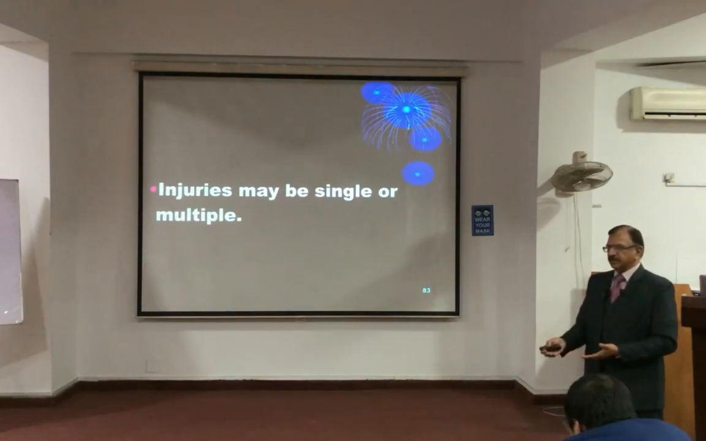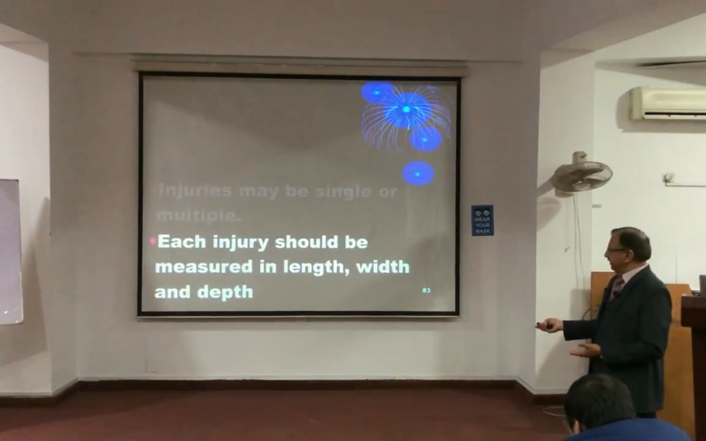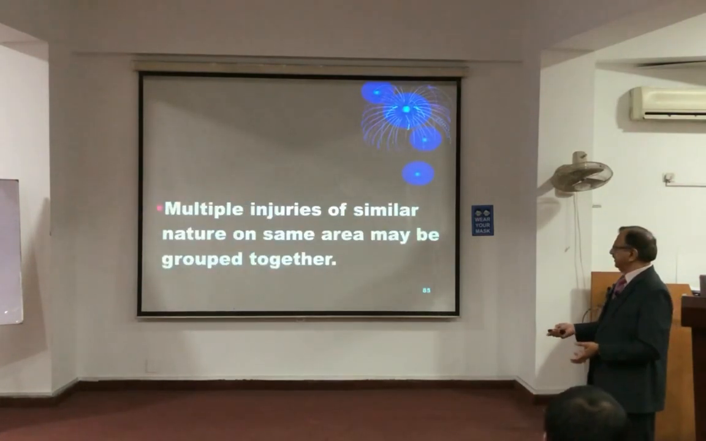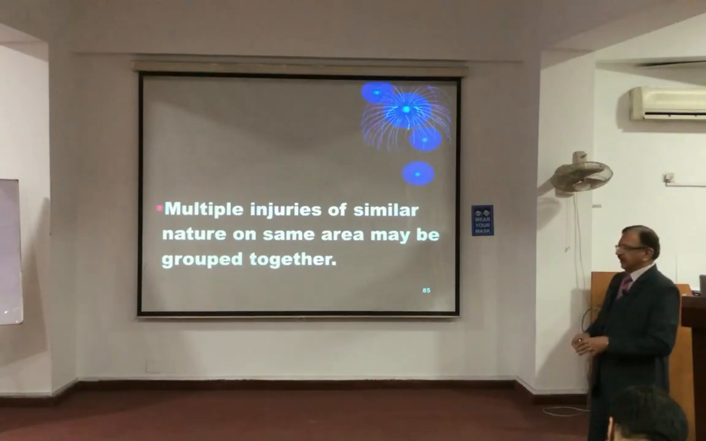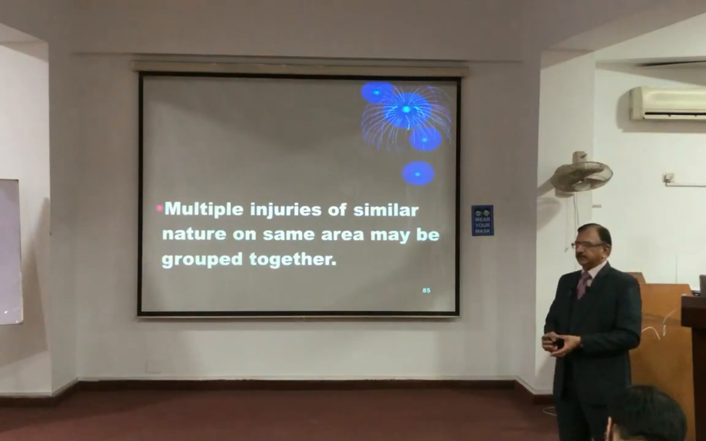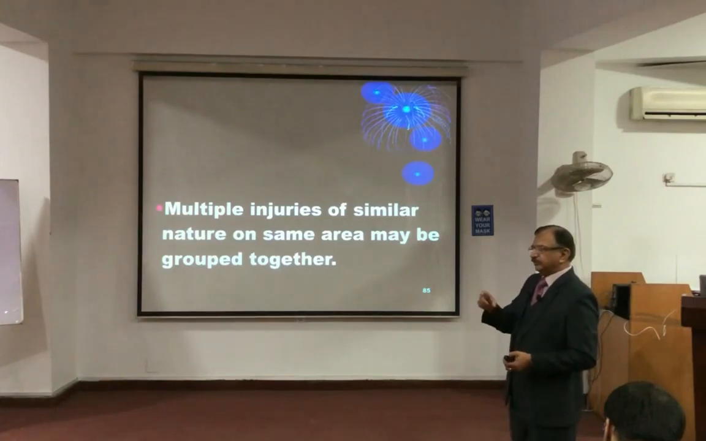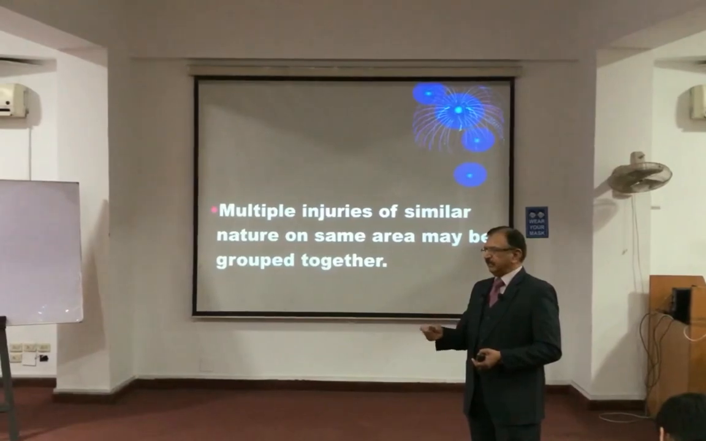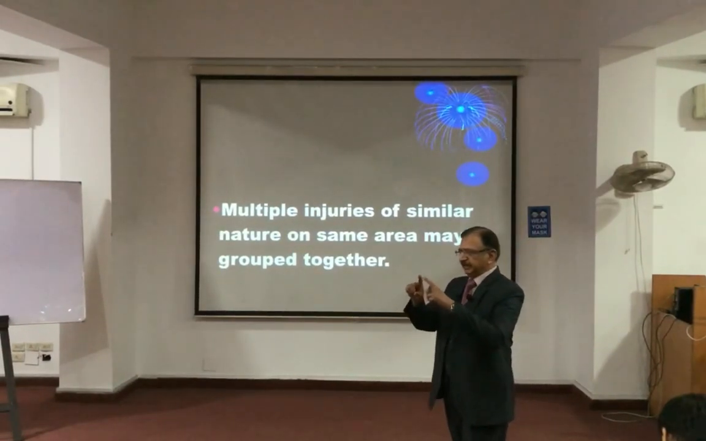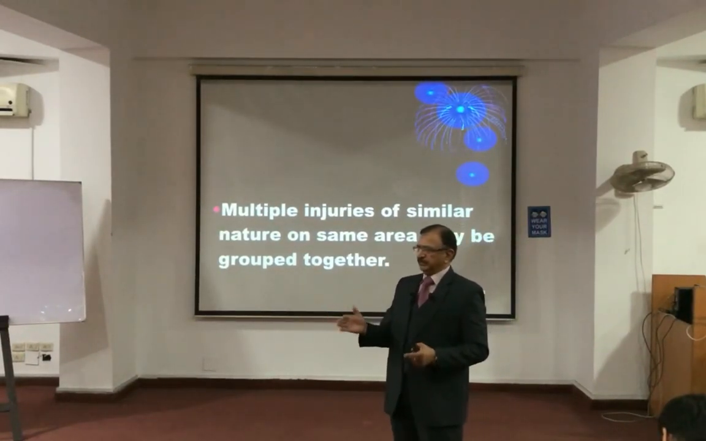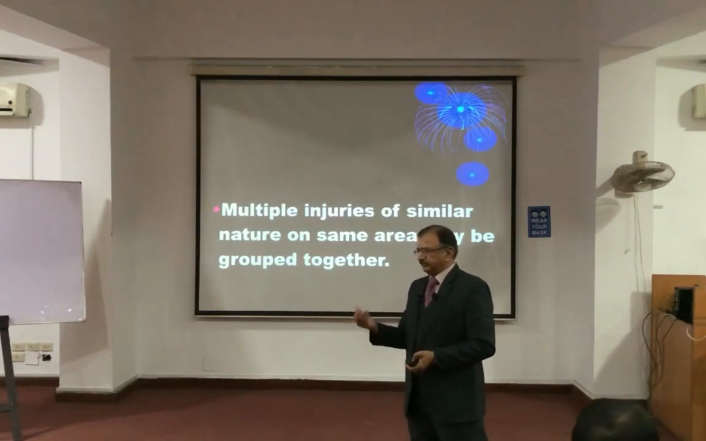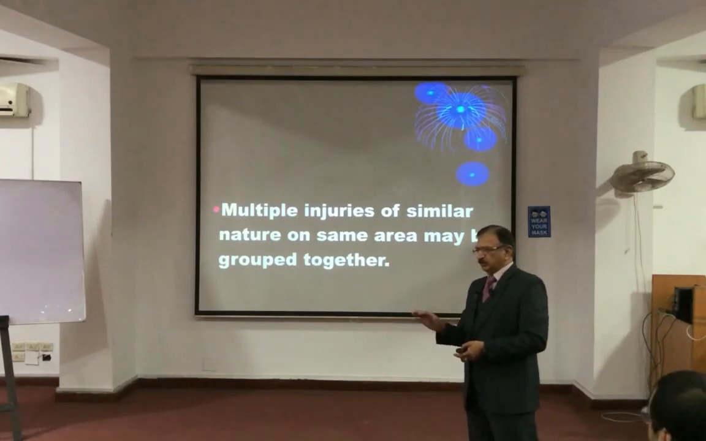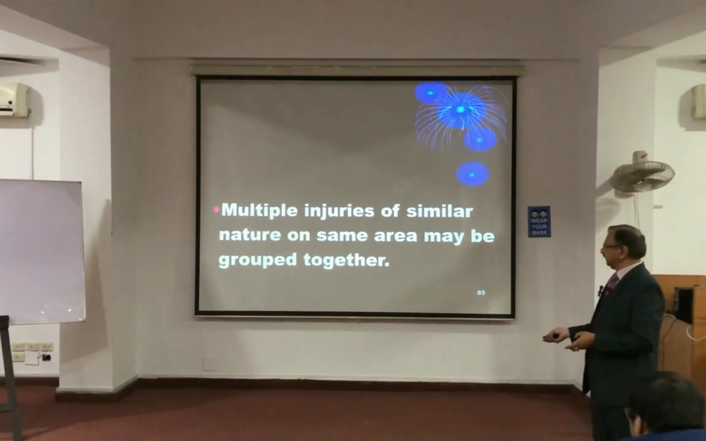Sometimes the injuries are single or multiple, you have to number them, and sometimes they are multiple in an area. Then you can group them together. For example, 4 to 5 stab wounds on the front of the chest, each measuring 3 centimeters, in an area of 8 into 10, 5 into 7 on the front of the chest, below the nipple, on the right side of the umbilicus. So you can group them together.